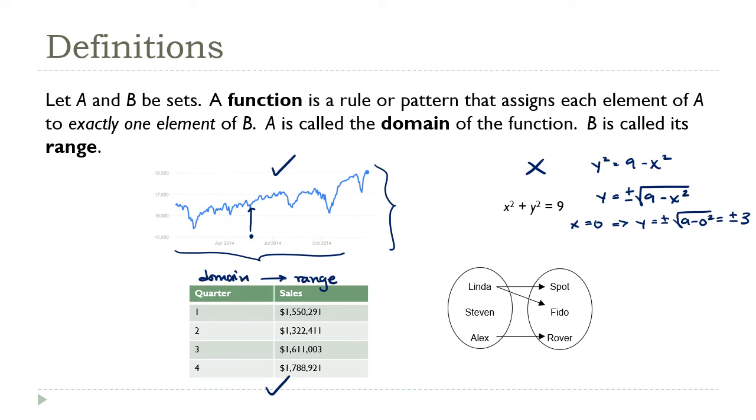So over here, bottom right, I'm assigning people's names to pets' names. And the way we're doing this here is with the arrows. The arrows match values in the domain to values in the range. So is this a function? Well, no. Linda here is messing things up. She gets assigned to two different y values, two different values from the range. And for a function, that's not allowed. So that one is not a function.